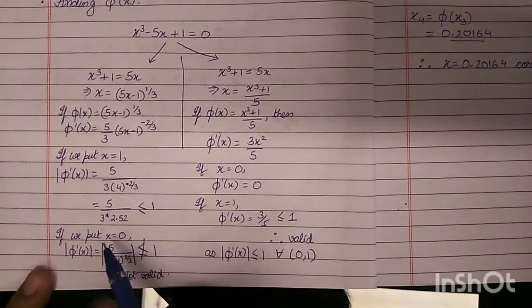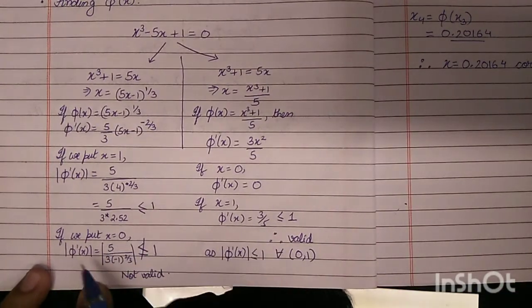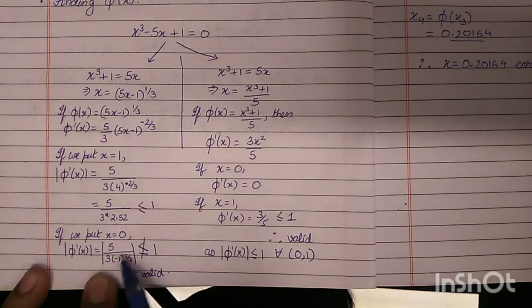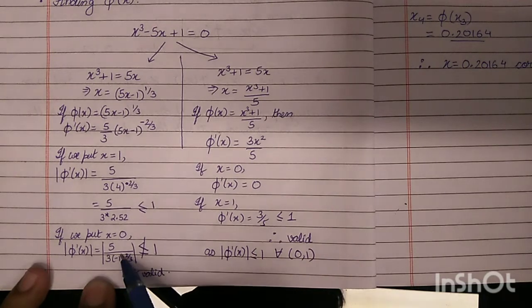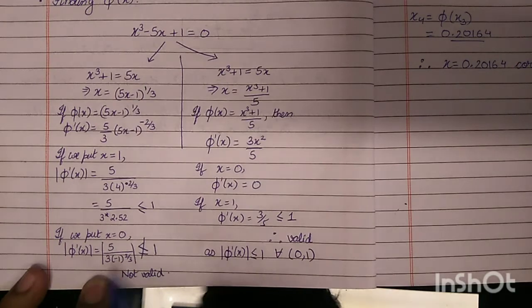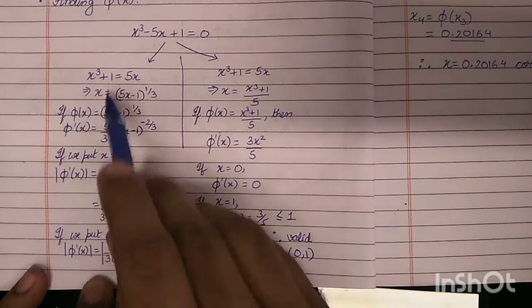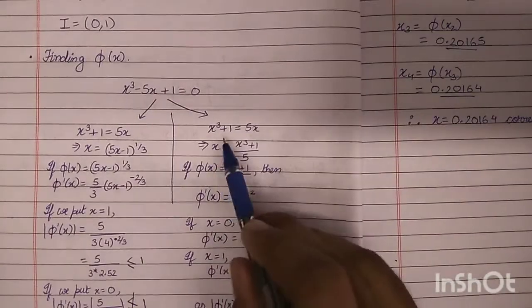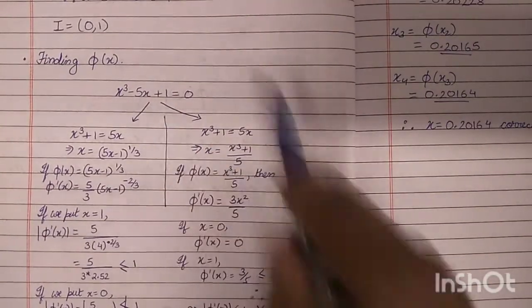But if we put x is equal to 0, we get phi dash of x to be 5 by 3 to the power minus 1, 2 by 3. This will yield a value of either plus 1 or minus 1, and 5 by 3 will definitely not be less than 1. So this phi of x cannot be considered to be our phi of x. So what we'll do, we'll express this equation in another form.